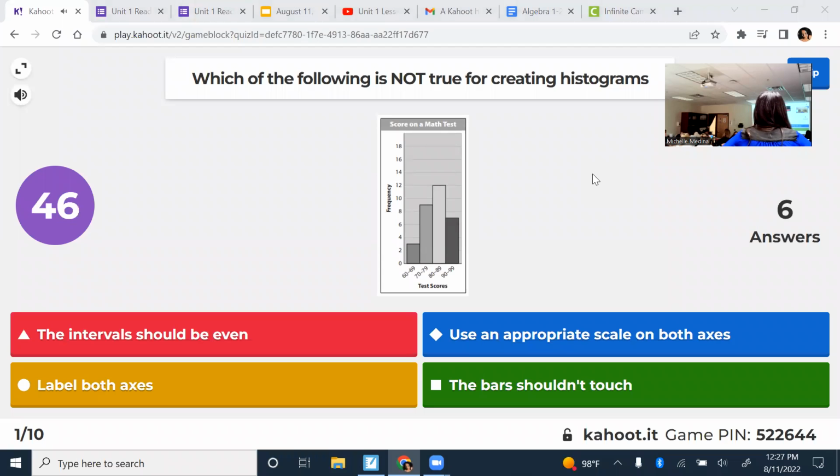Which of the following is not true for creating histograms? You don't have to write it word for word, but just write the important details. Take notes. If it were me, for the question I'd put "histogram," and for the answer I'd put "true and not true." Make a list.